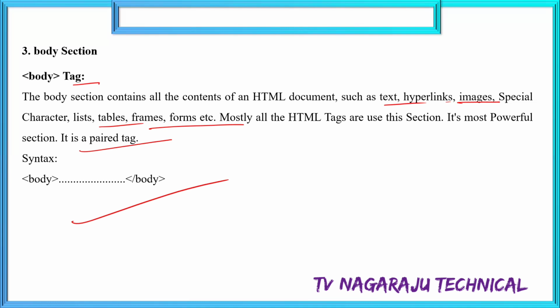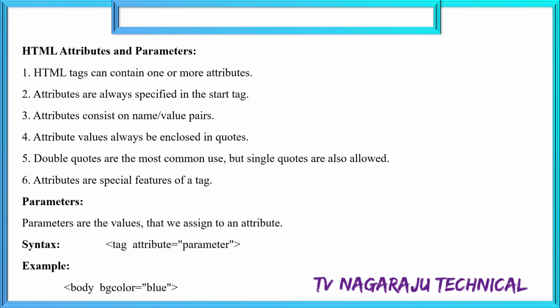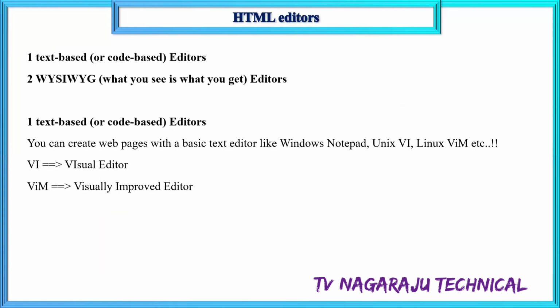What is the next step? The next step is, how do we write? Suppose in C language, we use Dev-C++ or Turbo C3. For Java, we use NetBeans, Eclipse, like that. Similarly, how do we write our HTML and execute it? Two types of editors are there. The first one is a text-based editor. What is meant by a text-based editor? Every system has a default one. In Windows, we have Notepad.